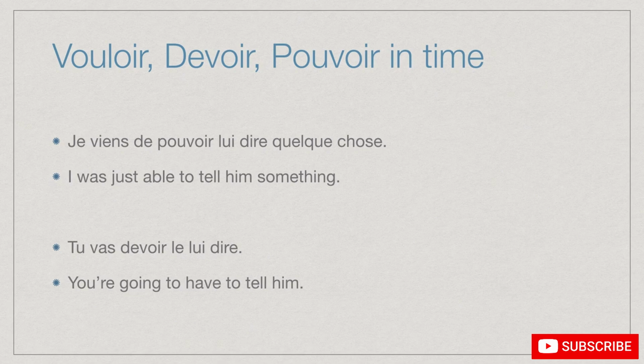Of the three tenses that we've learned so far, you'll see je viens de pouvoir lui dire quelque chose, I was just able to tell him something. Tu vas devoir le lui dire, you're going to have to tell him. So very, very straightforward. You just treat it as any regular verb. Just remember to place that second verb behind it.